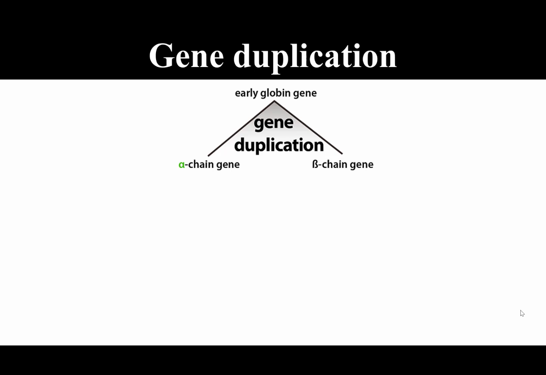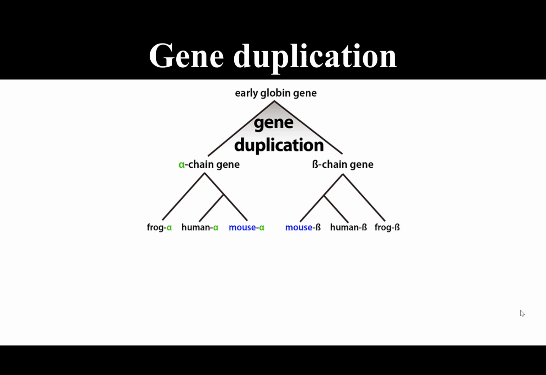Now these are genes which are present in different organisms. So this is how the genes are present in different organisms. If you look at the alpha chain on the left, it's present in frog, human, and mouse, and the gene copies respectively are called frog alpha, human alpha, and mouse alpha genes. Similarly, beta genes which are present in all these different organisms are called mouse beta genes, human beta genes, and frog beta genes.